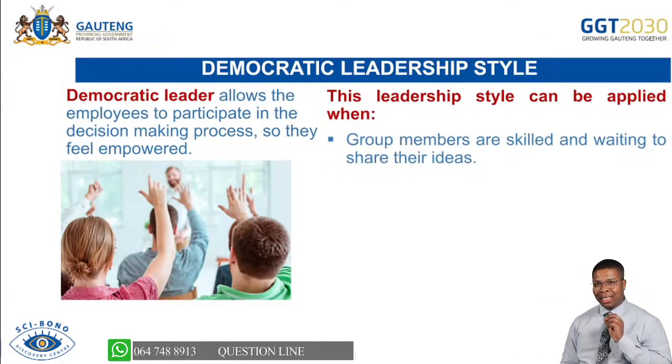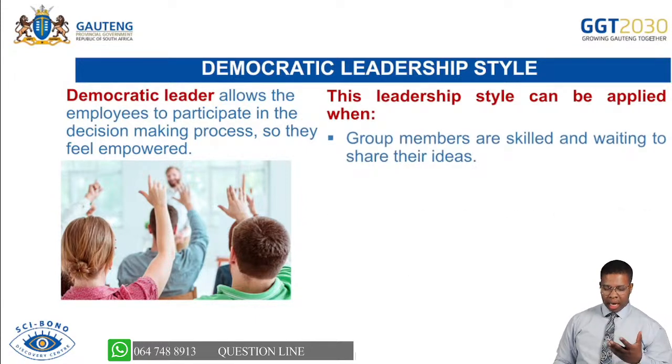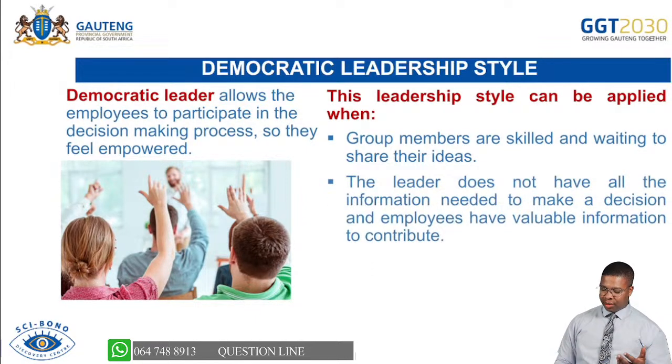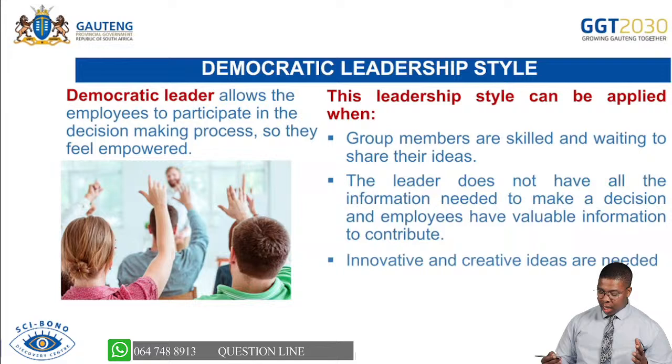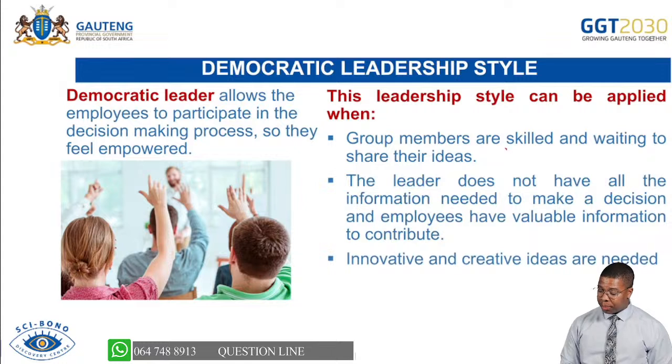When do you use this leadership style? When group members are skilled and waiting to share their ideas, you use democratic. And furthermore, when the leader does not have all the information needed to make a decision and employees have available what? Information to contribute. And when innovative and creative ideas are needed. Meaning, in a scenario, if you see anything that talks about group members being skilled, and when you see that the leader does not have the information to make a decision, but employees have the information, then you know that leadership style is your democratic leadership style.